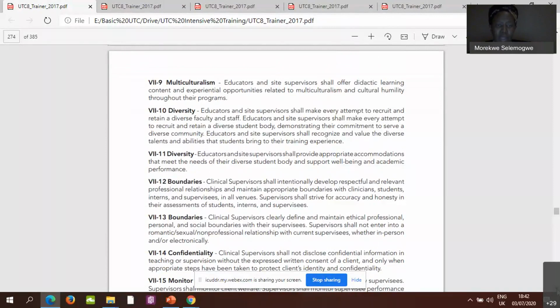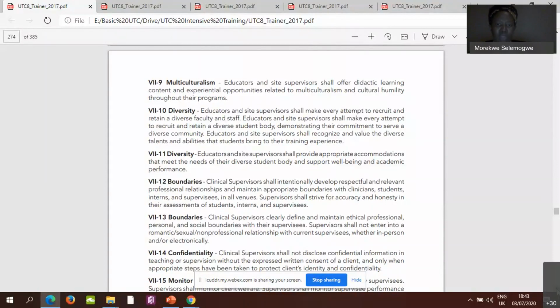Diversity. Educators and site supervisors shall provide appropriate accommodations that meet the needs of a diverse student body and support well-being and academic performance. So as a clinical supervisor, when you are recruiting or getting in supervisees, you want to ensure that there is diversity amongst them.